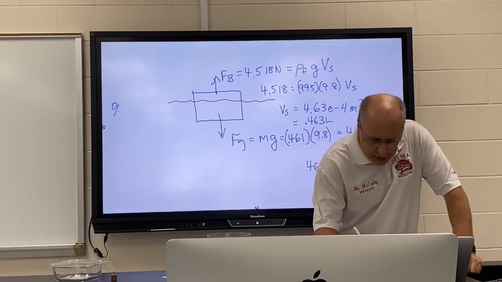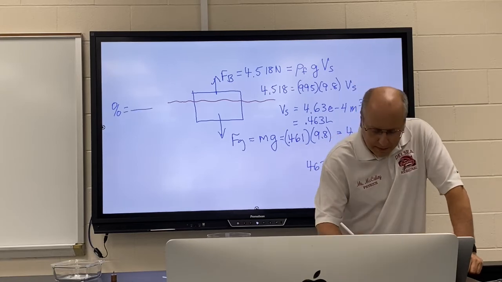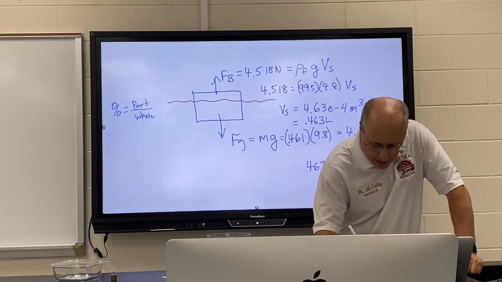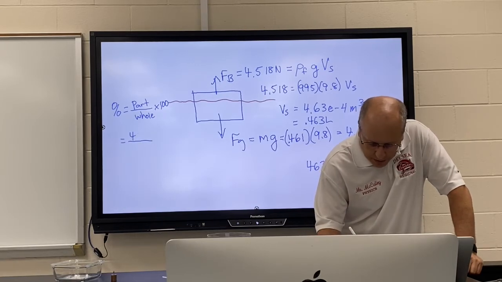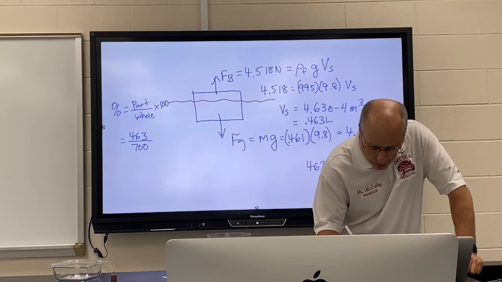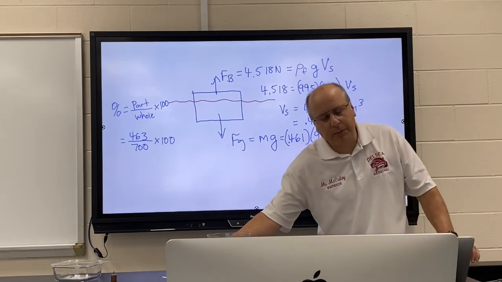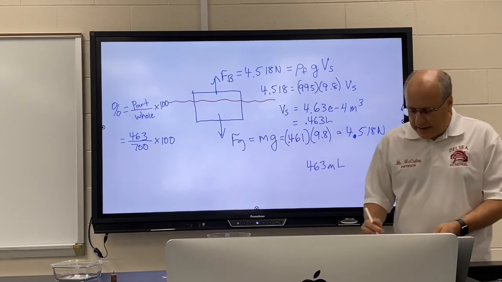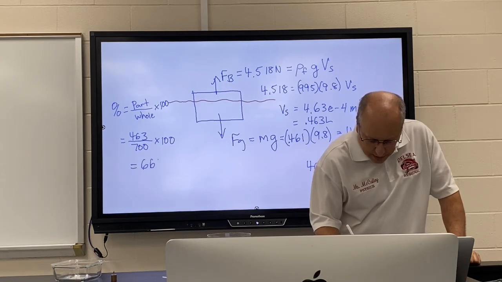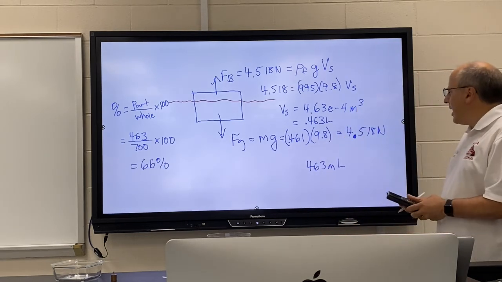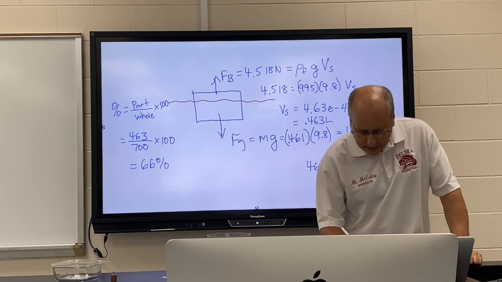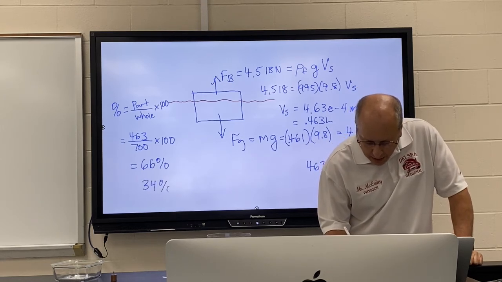To find the percentage, which is oftentimes what we want, hopefully remember percentage is part over whole times 100. So if I want the part that's underwater, it would be 463. The whole is about 700, and I simply work that out. And I get about 66% submerged. If I wanted to know how much was above, I would obviously just do the 100 minus the 66, and that would be 34% above.